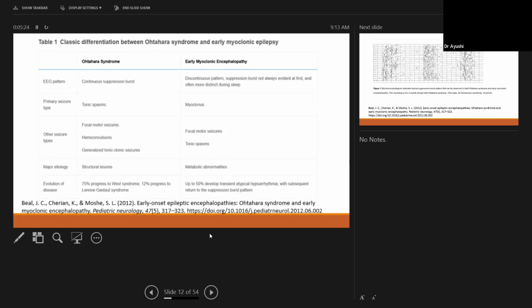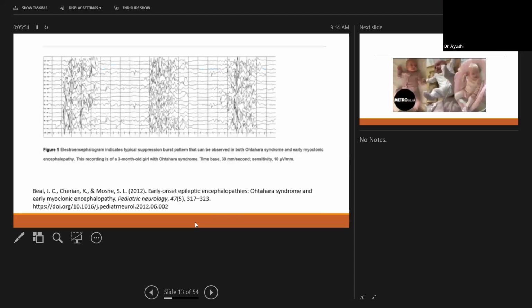The major etiology of Ohtahara syndrome is structural lesions, while in EME, the major etiology is metabolic abnormalities. Now, around 75% of children with Ohtahara syndrome will progress to West syndrome and 12% progress to Lennox-Gastaut syndrome. While in EME, up to 50% develop transient atypical hypsarrhythmia with subsequent return to the suppression burst pattern. Now, this is an EEG which shows the typical burst suppression pattern, which can be observed both in Ohtahara syndrome and early myoclonic encephalopathy.